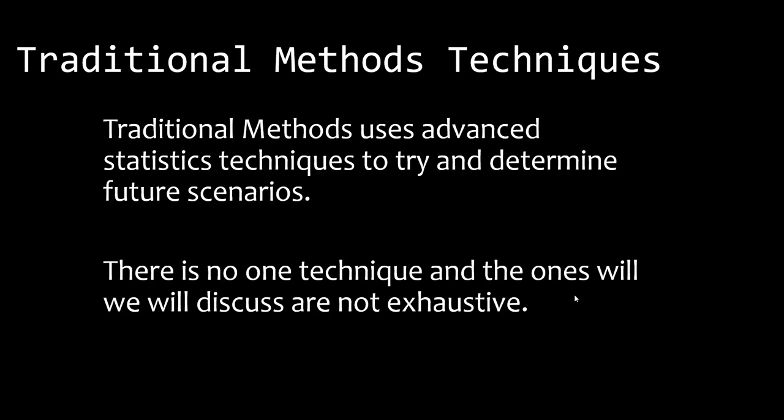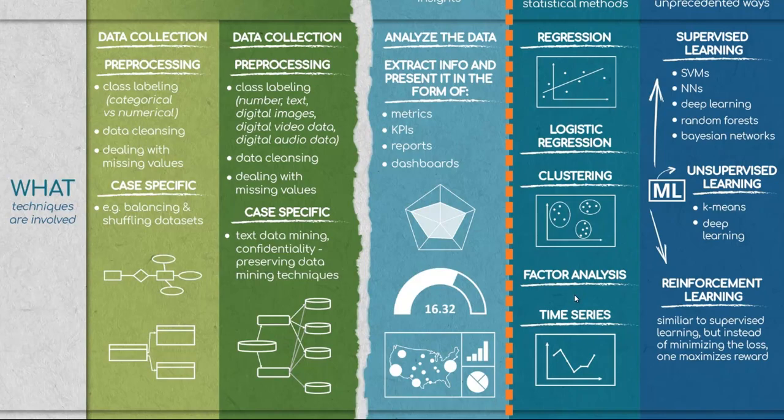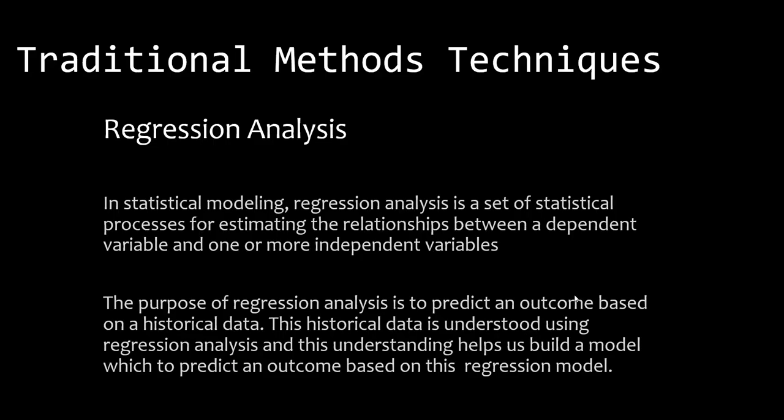All right. Traditional methods use advanced statistical techniques to try to determine future scenarios. We talked about that. There is no one technique, and the ones we will discuss are not exhaustive, but we'll look at each for the sake of a great example. Later we'll see how they were used in some real scenarios. So there we go, regression. We'll start with regression analysis. In statistical modeling, regression analysis is a set of statistical processes for estimating the relationships between a dependent variable and one or more independent variables.